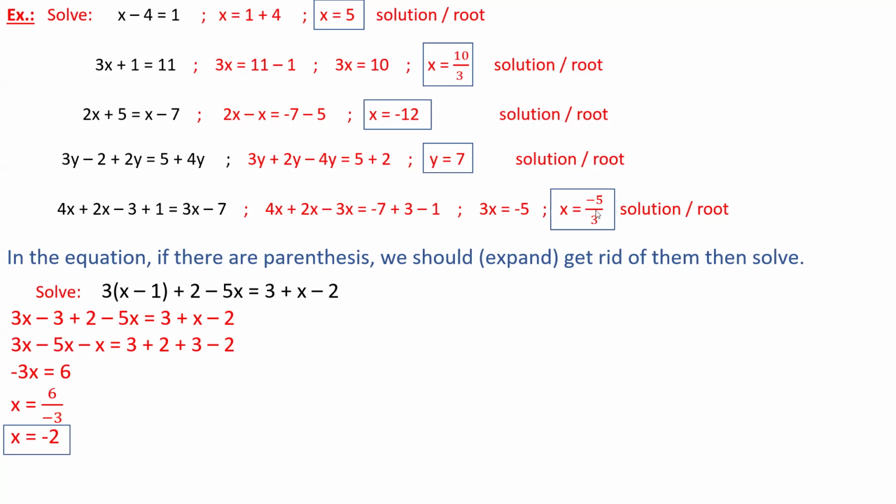Also, we solve this in the same way. In the equation, if there are parentheses, we should expand, get rid of them, then we solve. So here I have parentheses, it's multiplied by 3, 1 for all. I multiply, then I continue solving. Please practice, these are very important.